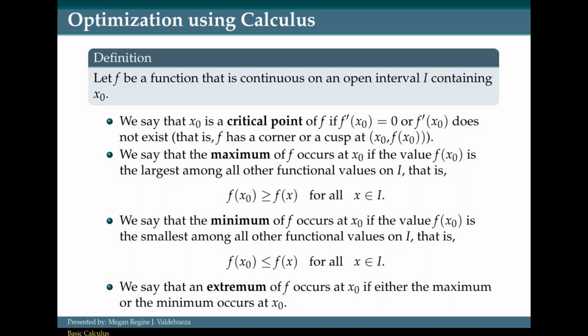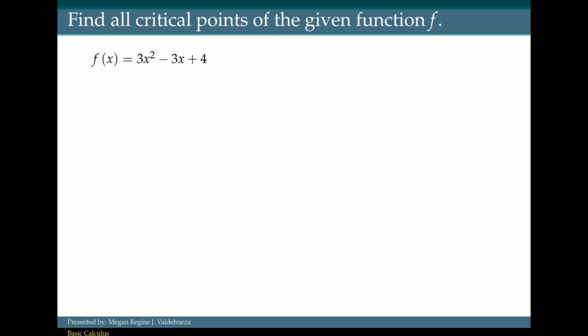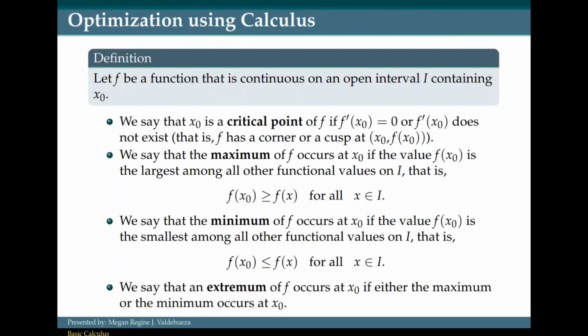We say that an extremum of f occurs at x sub 0 if either we have a maximum or a minimum value that occurs at x sub 0. So for example, we have a function 3x squared minus 3x plus 4. And we are asked to find all critical points of the given function. So first, again, we will get the derivative of the function.